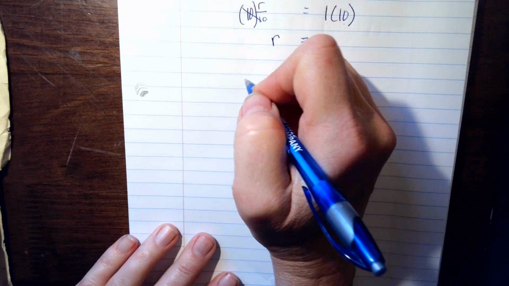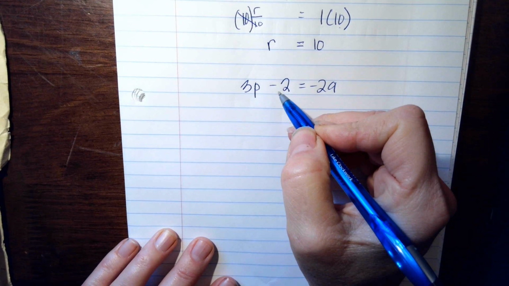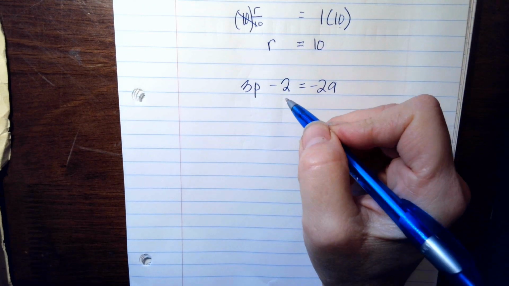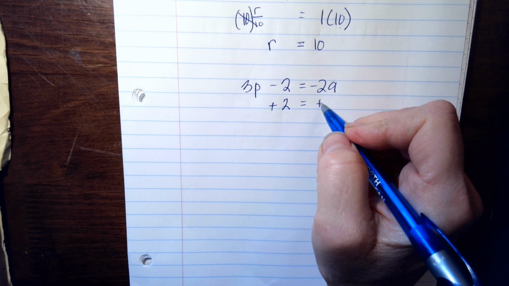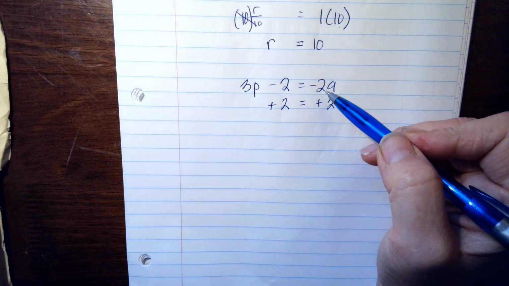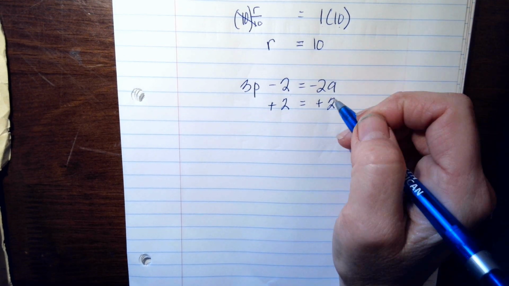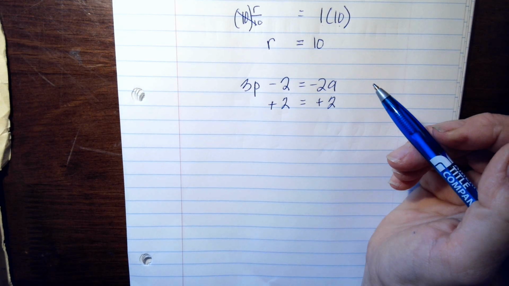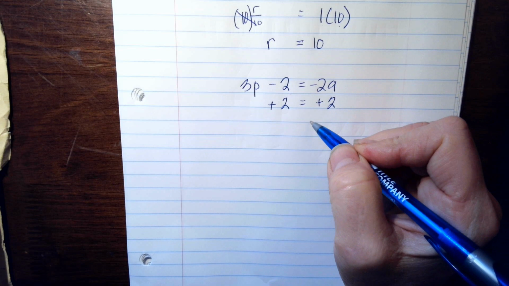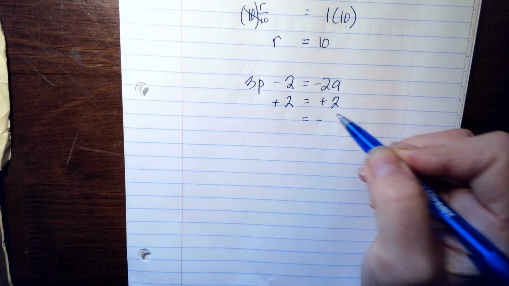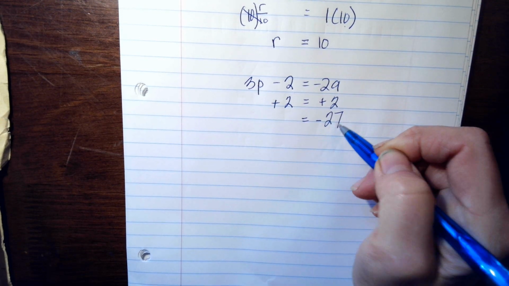Okay, 3p minus 2 equals negative 29. The first thing we take care of is this part right here. They're subtracting 2, so I add 2, and anything I do to one side, I do to the other. This is an addition subtraction problem, so I'm going to do biggest integer wins the sign. My biggest integer is 29. I have a negative and a positive, so I'm going to subtract. Biggest integer wins the sign. My answer is negative. 29 minus 2 is 27.